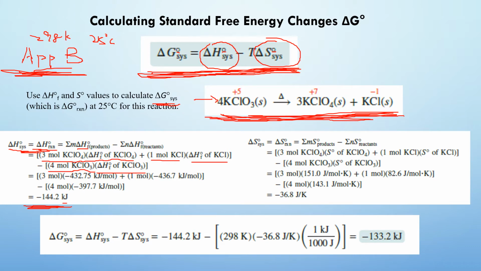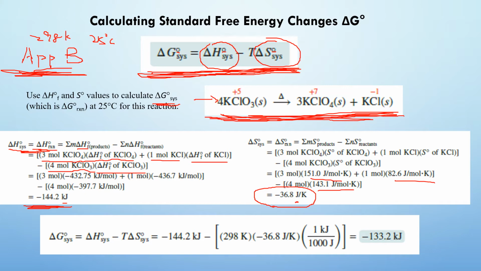For delta S, the same approach: finding the standard molar entropy of these compounds, again using the same table. Here we use the same approach, the sum of all the products minus the sum of all the reactants. Finding those values from the table, we multiply by the corresponding number of moles, which are the coefficients, so you get these numbers. Notice now you have joule per K, so it's no longer kilojoule.